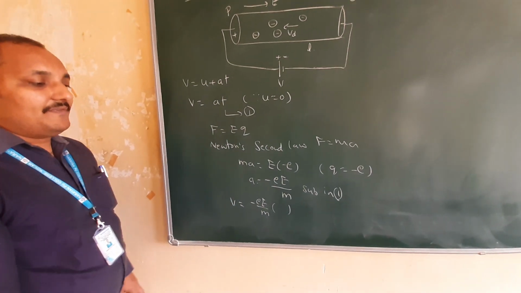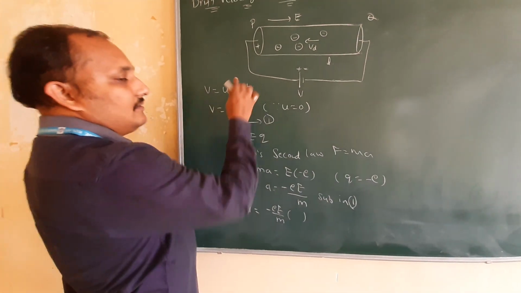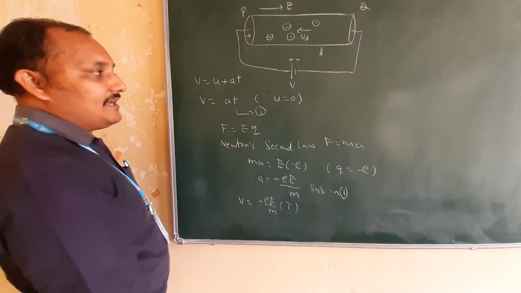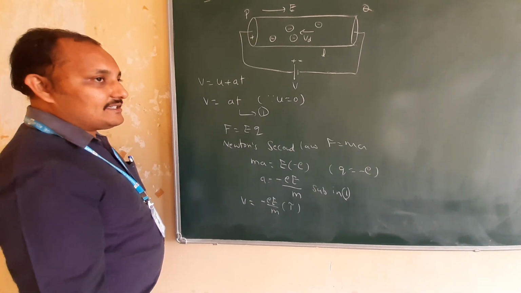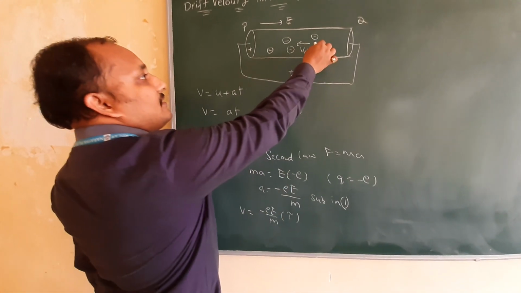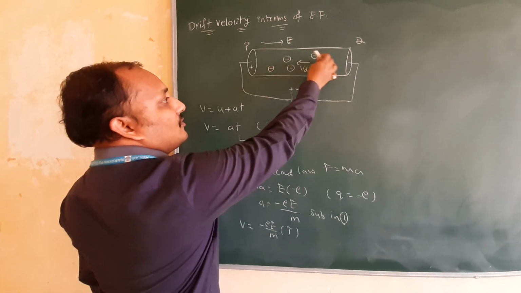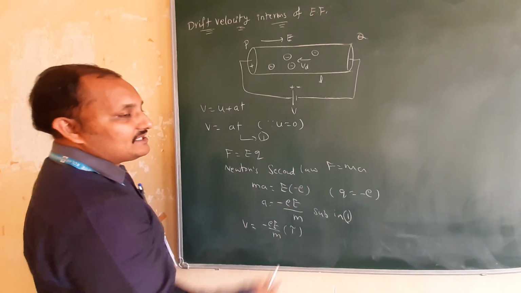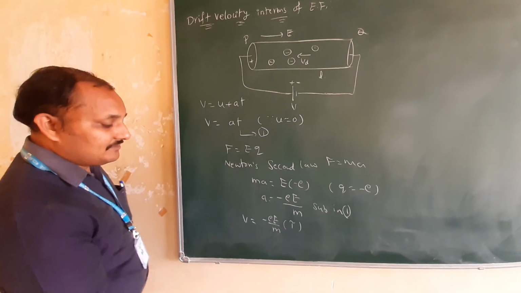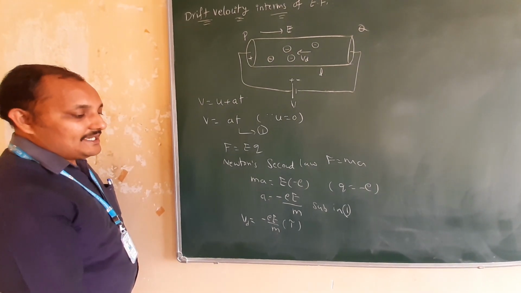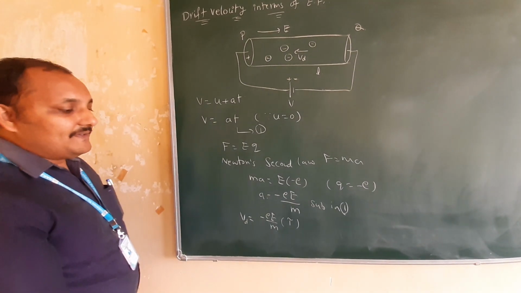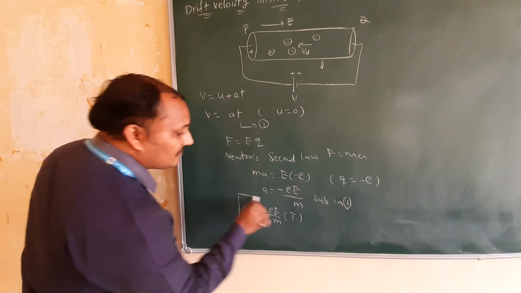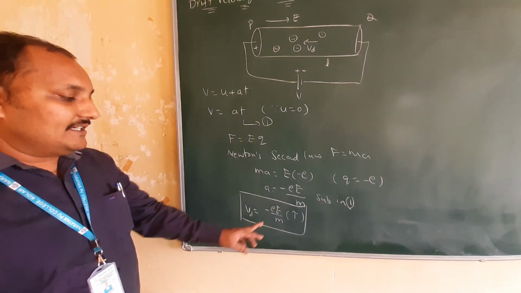So T here is the time taken, on average for electrons, which means relaxation time. This T is nothing but relaxation time. What does relaxation time mean? All these electrons are going to move from one end to another end. Before two successive collisions, how much time does it take? That time is nothing but the relaxation time, tau. So Vd is equal to E by M into tau, in terms of relaxation time or in terms of electric field. So this is the equation for drift velocity in terms of electric field.